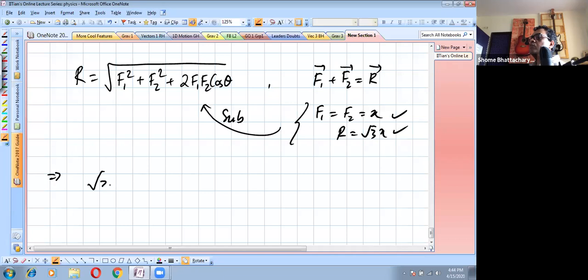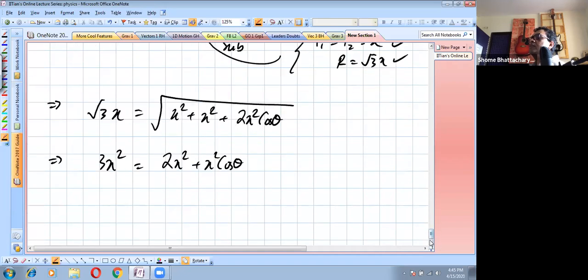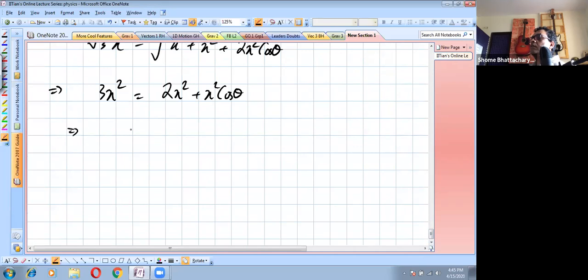So substitute this here, and we come to this now. The left hand side is root 3 x, and the right hand side becomes x square plus x square plus 2x square cos theta. Now just square both the sides, and this becomes 3x square is equal to 2x square plus 2x square cos theta. I'm mistaken, this is 2 here. So just solving this gives you the result you are looking for: cos theta is half, which you know is the condition for theta to be 60 degrees.